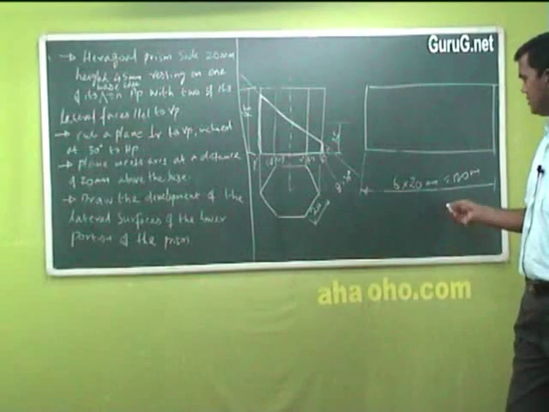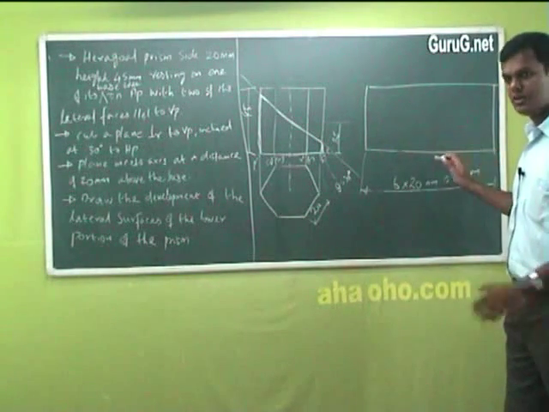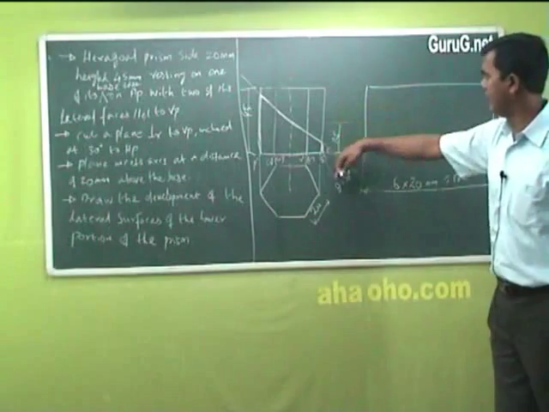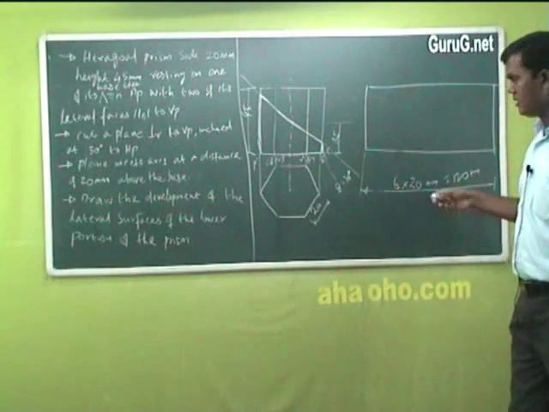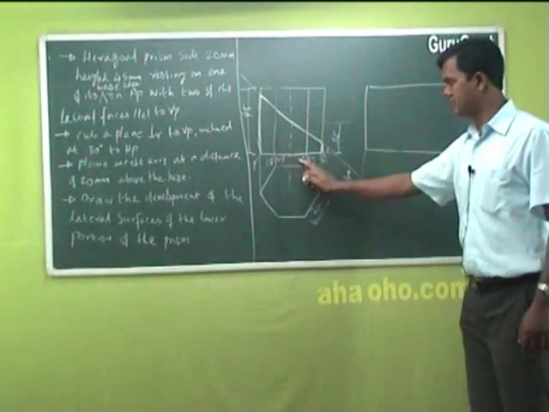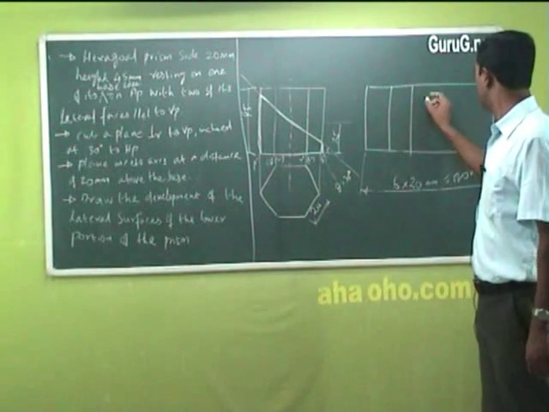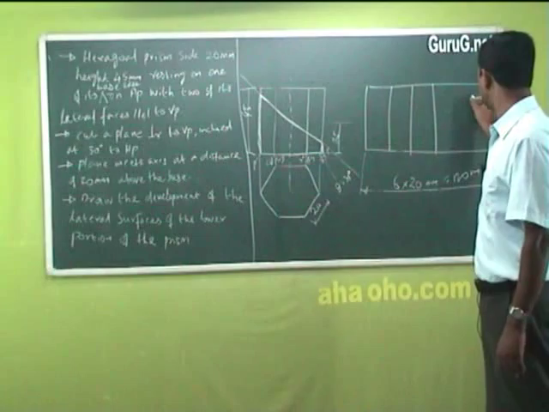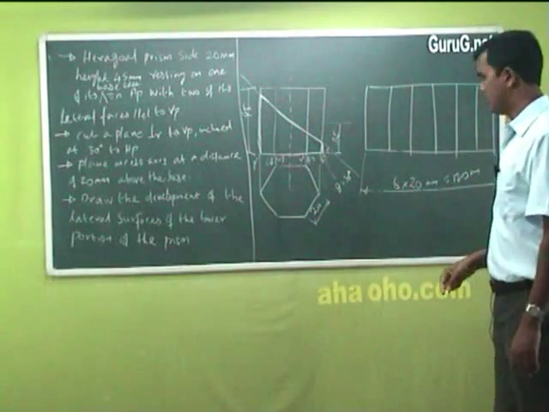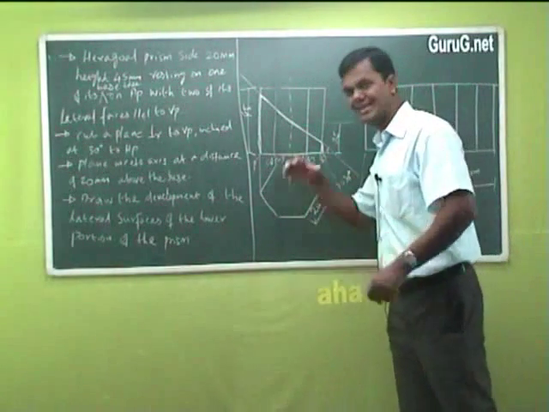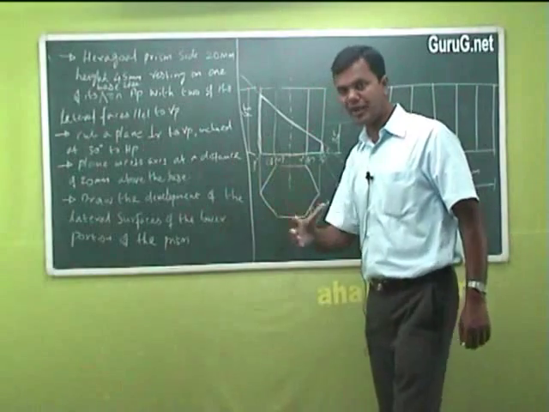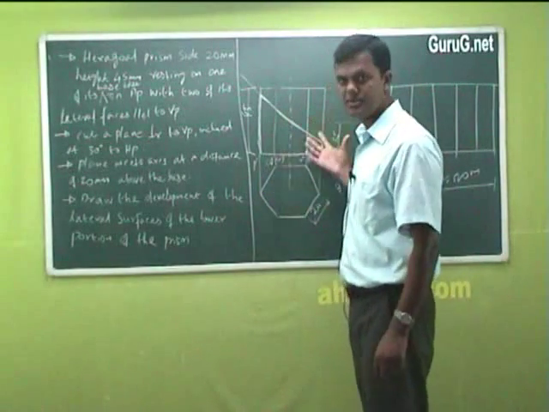120 millimeter is your total distance. For that you draw a rectangle, and the height is 45 millimeter. I will divide this into 6 parts because you have 6 sides only. 1, 2, 3, 4, 5, 6. Like this. I am not going to draw an exact sketch here because you have to practice and see whether it comes properly.